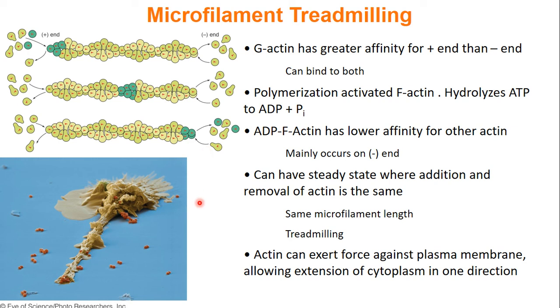Now these F-actin microfilaments can exert a force on the plasma membrane, and this allows your cytoplasm and your membrane to stretch out in one direction, and that's how we can have movement in cells. That's what's being shown here. This actin is stretching out the membrane of this cell, causing this cell to stretch out.